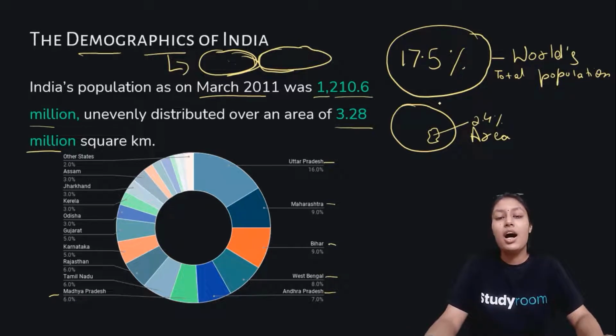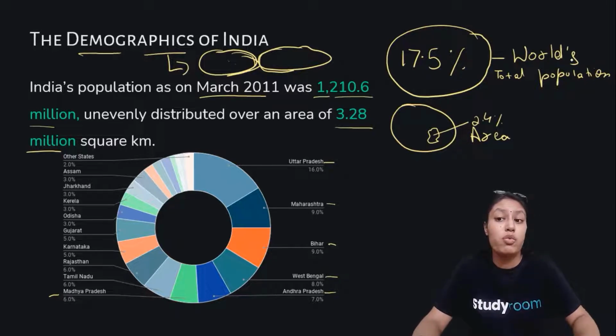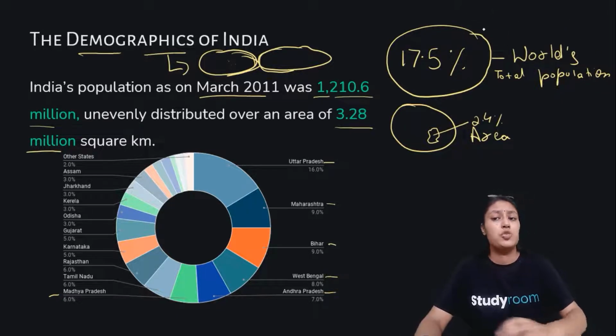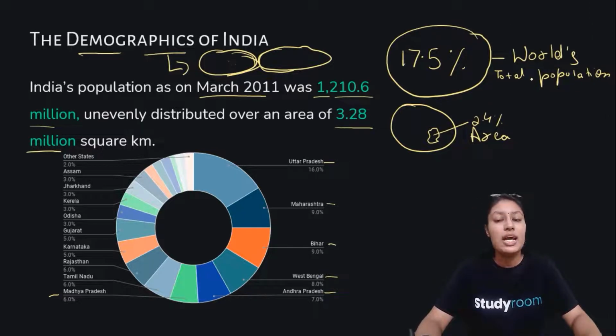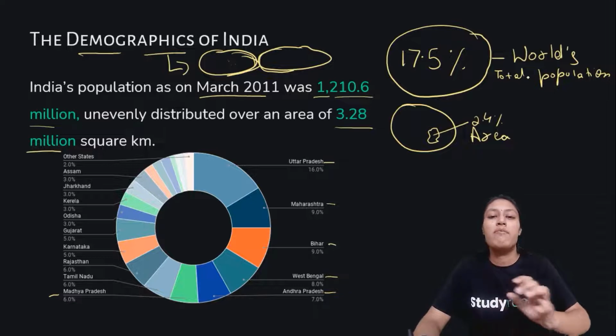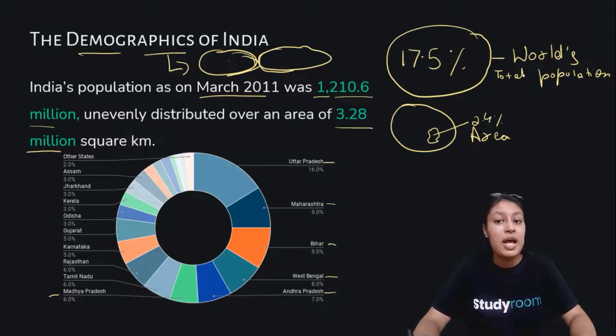Well, India accounts for 17.5% of the world's total population, which means out of so many people living in the world, 17.5% live in India. And now, what area does it account for?